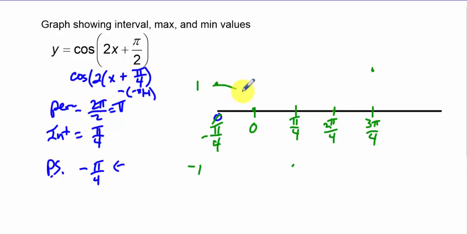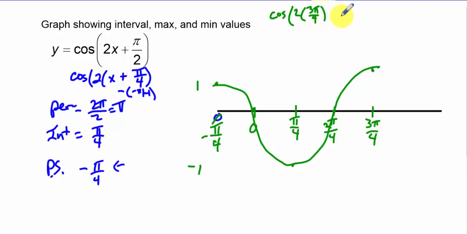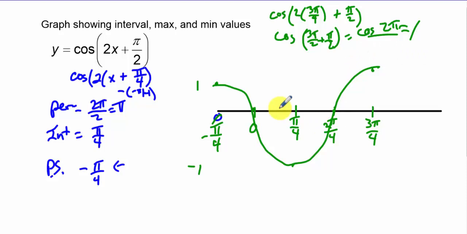Like so. And again, I'm just going to check a value. Let's use 3 pi over 4 and 1. So I'll say the cosine of 2 times 3 pi over 4 plus pi over 2. And this is 6 pi over 4, which is 3 pi over 2, plus pi over 2. Taking the cosine of that, which is the cosine of 2 pi, which I know to be 1. Checked.